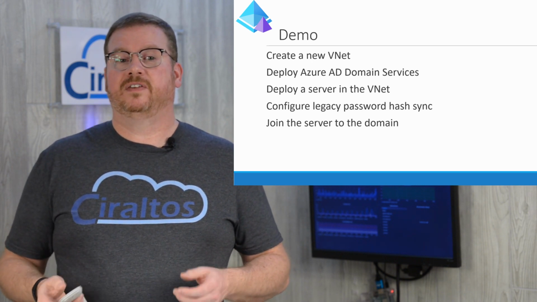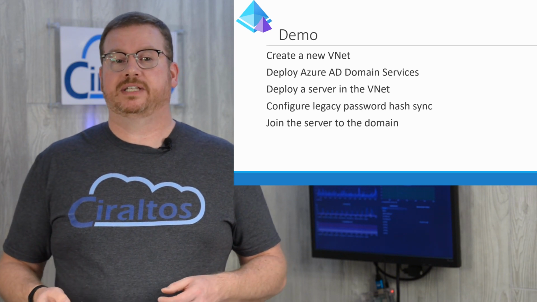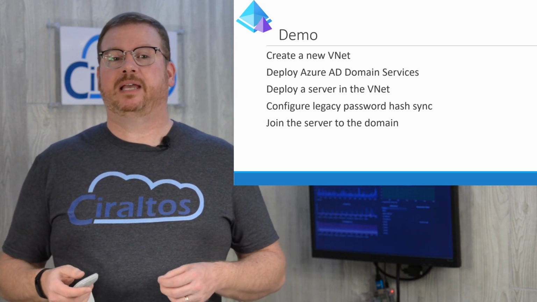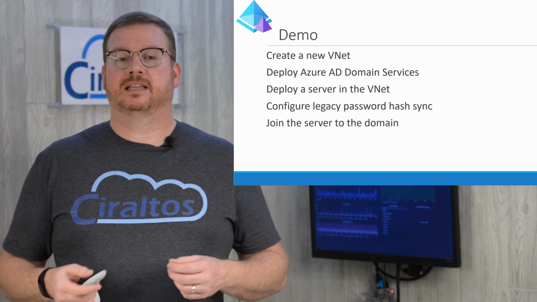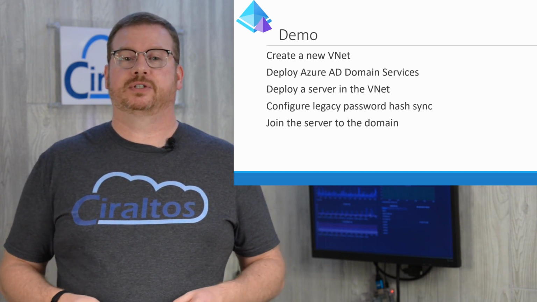Once that's done, I'll configure password hash synchronization for both Azure AD and Windows AD. Once that's finished, I should be able to join the server to the domain and log in with both a Windows ID and an Azure AD sourced user account.